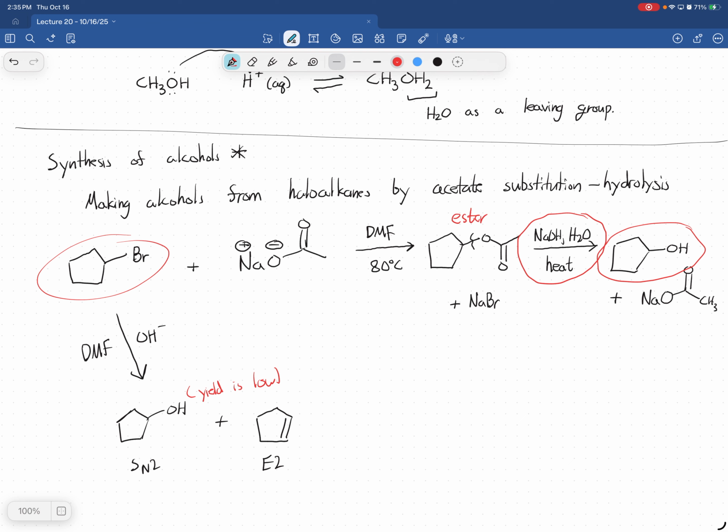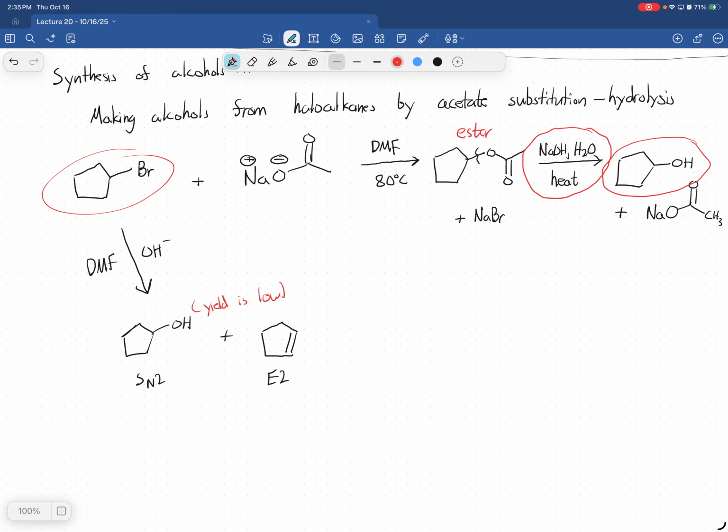So if I have an ester and I react it with sodium hydroxide and heat it up, you'll get an alcohol. Okay? All right, are there any questions about this transformation? All right, so there's a few other ways we can make alcohols. So let's go over that.